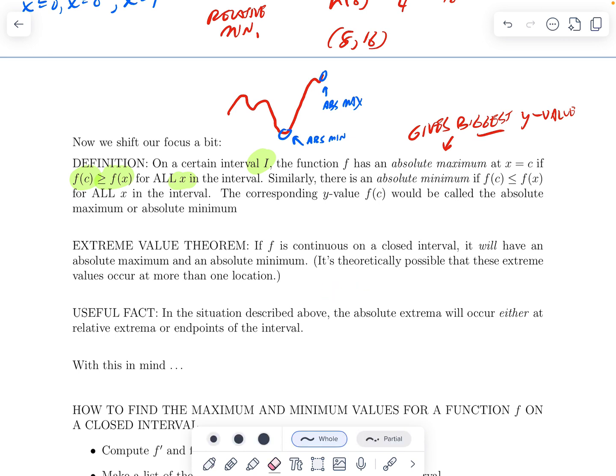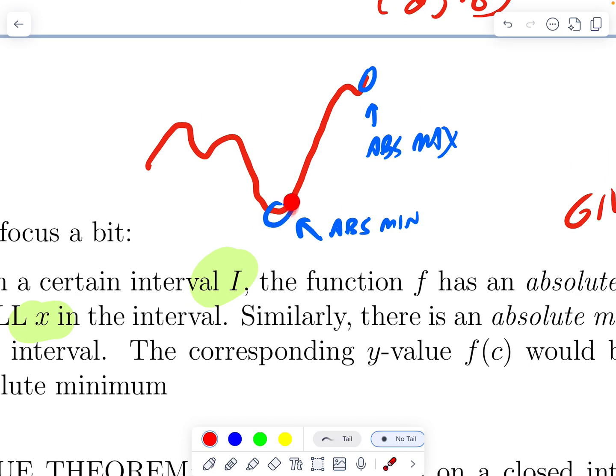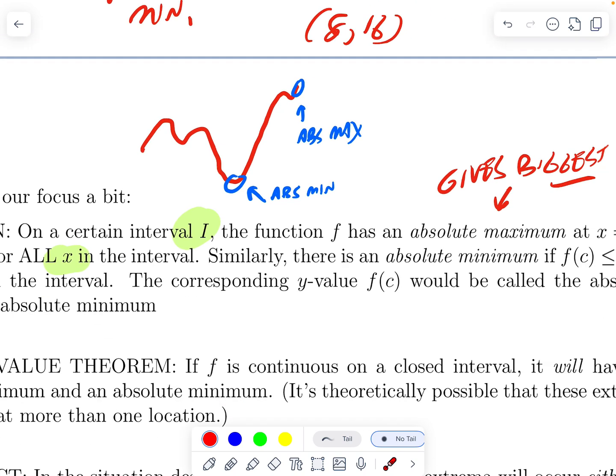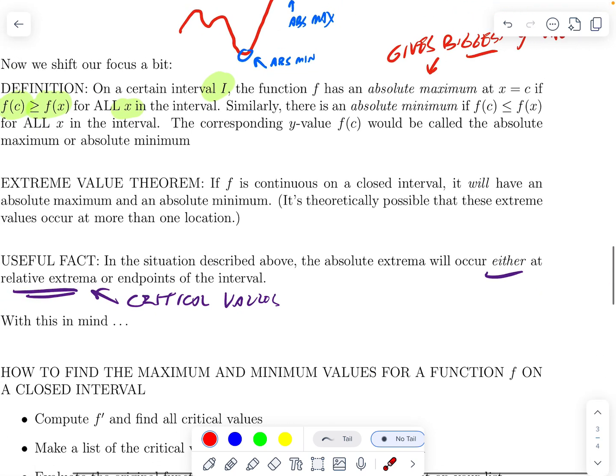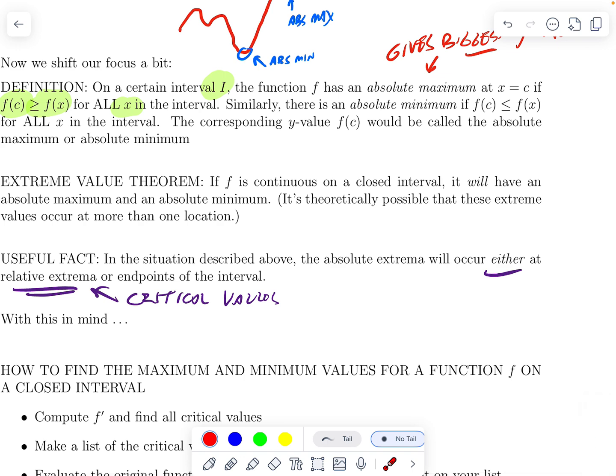So when we're dealing with a nice function, a continuous function on a closed interval, it will have a maximum, it will have a minimum. And these absolute extrema will occur either at relative extrema, which would be at critical values, or endpoints of the interval. Right? That's what we saw here. The lowest point was at a relative minimum, and the highest point was at an endpoint. Those are the only places where we'll have an absolute maximum or absolute minimum, at relative extrema, which are critical points, or at endpoints.